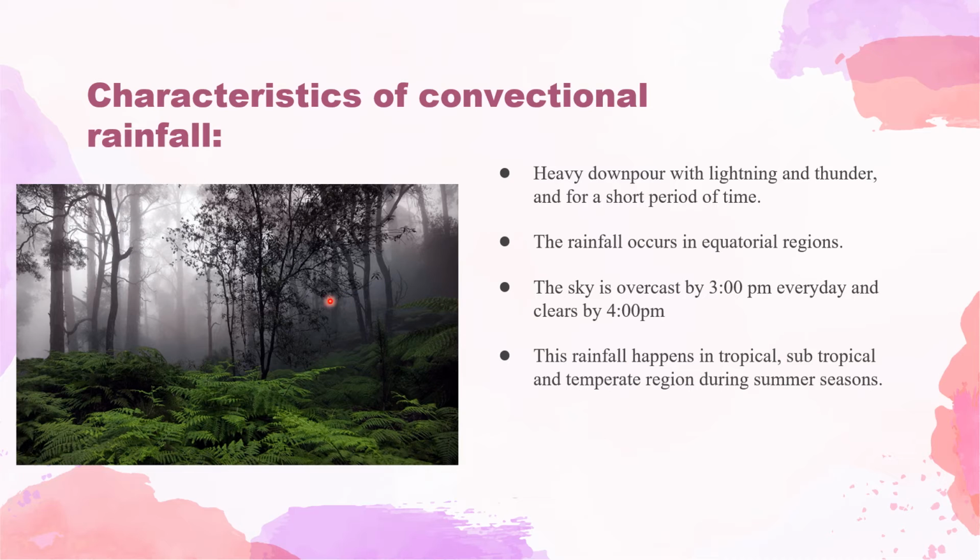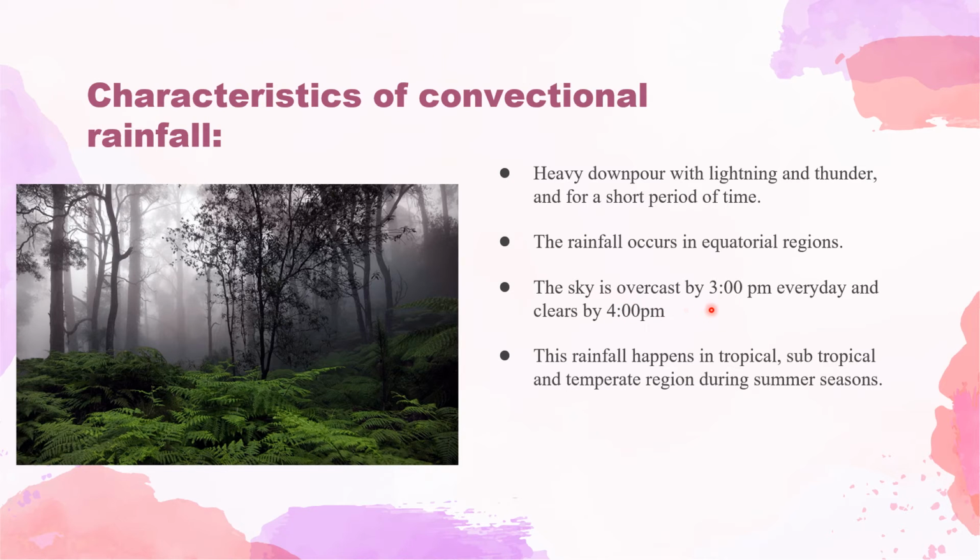Now what are the characteristics of convectional rainfall? Heavy downpour with lightning and thunder for a short period of time. The rainfall occurs in equatorial regions. You know that equatorial regions are relatively hot because they get the sun's rays directly, not slanting but direct sun's heat, and it causes evaporation. So this type of rainfall will occur more in the equatorial region where there is too much heat from the sun.